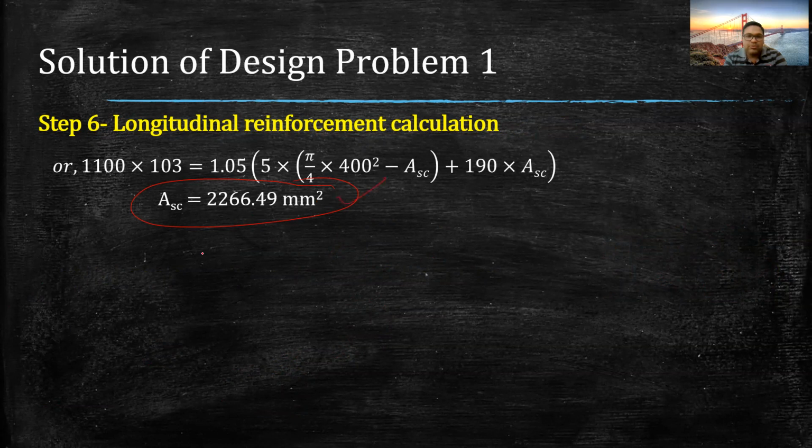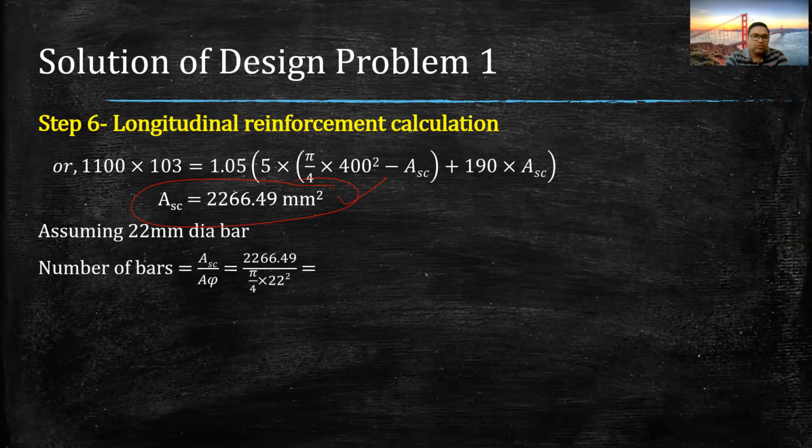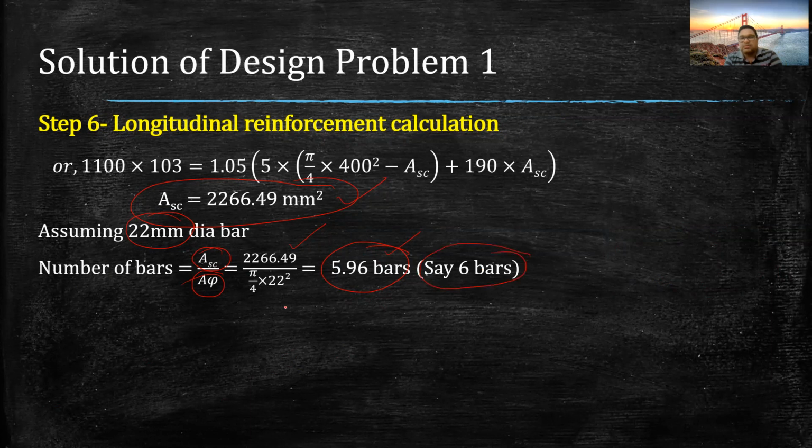So we have to distribute this area into the number of bars, and we know that minimum number of bars in the circular column will be 6. So we have to select our dia such that at least 6 bar should be there. So now assuming the dia of bar as 22 mm dia bar, the number of bars can be calculated as total area of steel in compression divided by area of cross section of 1 bar. So that is what I have written here, and the number of bars comes out in this case is 5.96. So it is roughly 6 bars. So yes, minimum number of bars in the circular column is 6 bars.